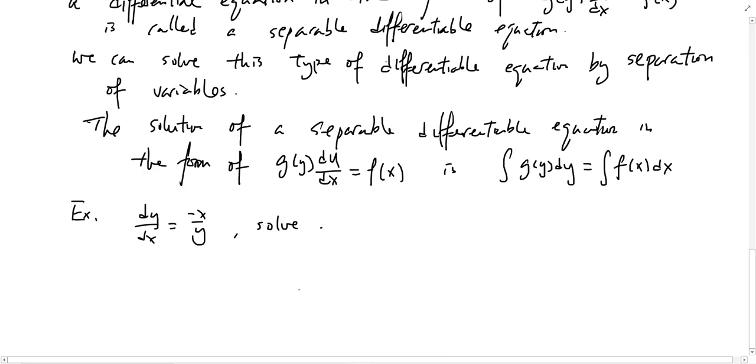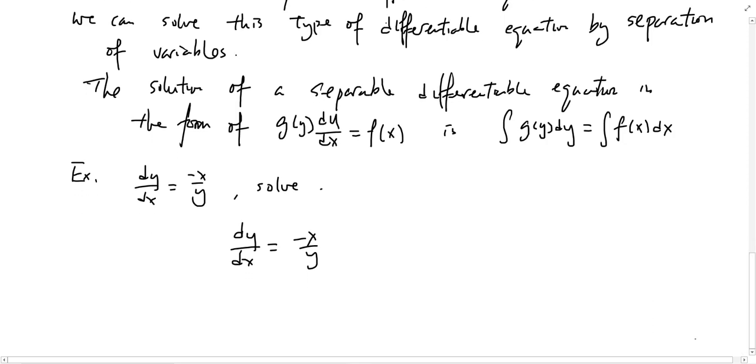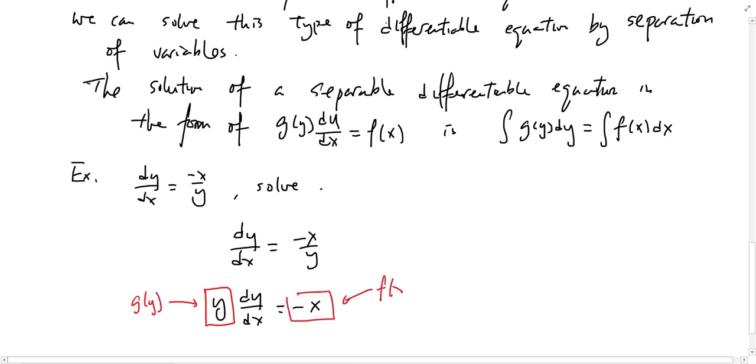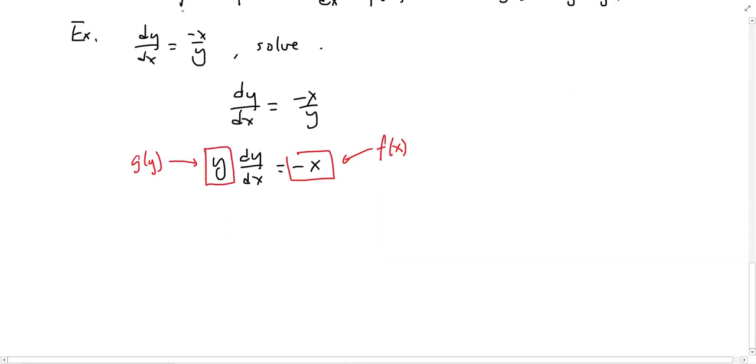The first step will be the following. We're going to start with dy over dx equals negative x over y. Notice that it is not in the form g of y dy dx equal to f of x. What I'm going to do is move the y over. Now, once I move the y over, I see that this right here is my g of y, and this right here is my f of x. So based on what I told you, the solution to this differential equation will be in the form of the integral of g of y dy equals the integral of f of x dx.